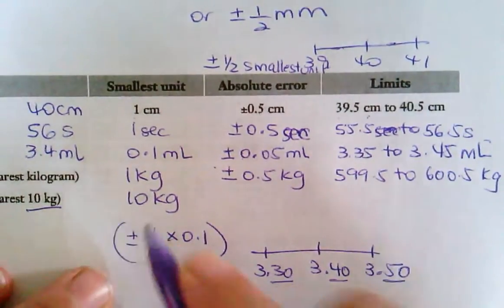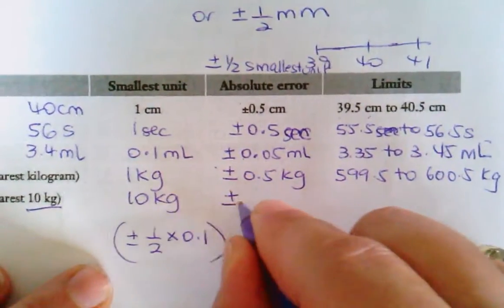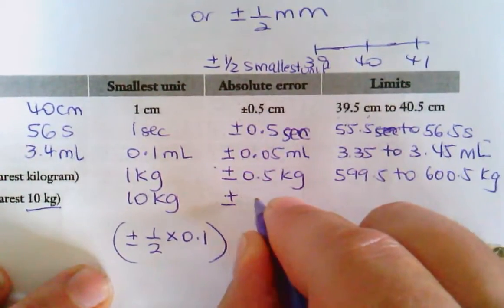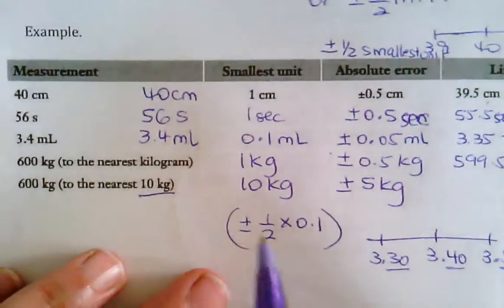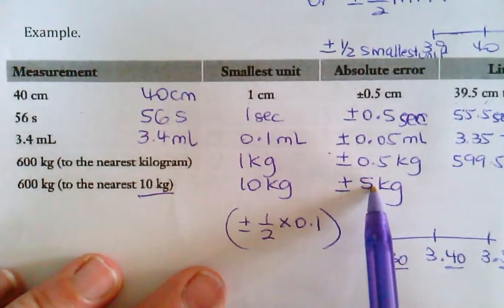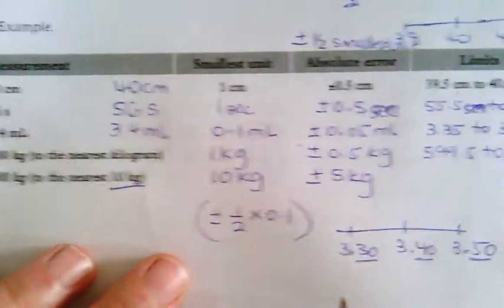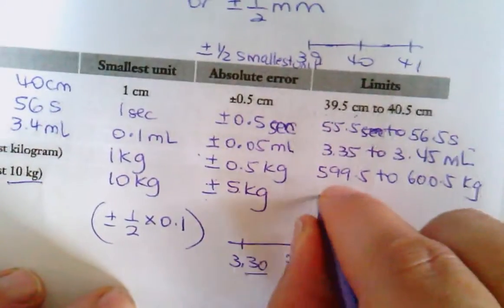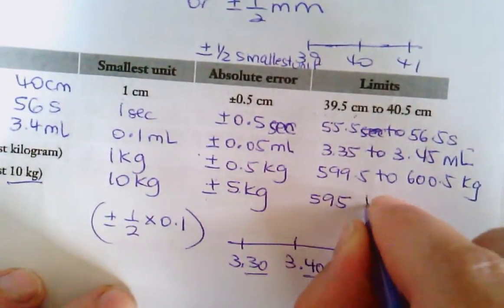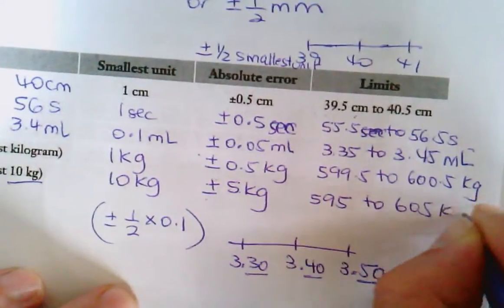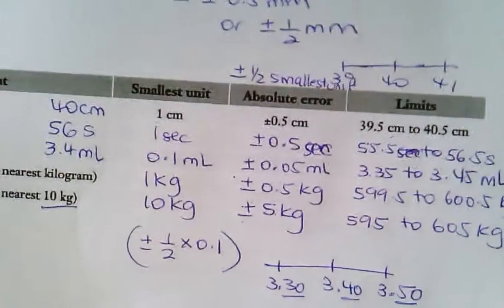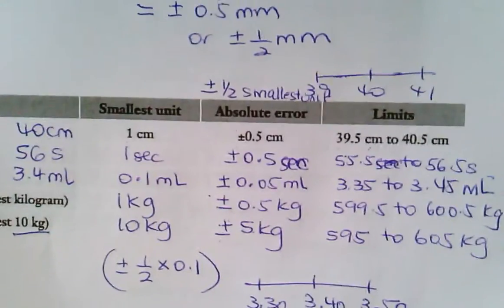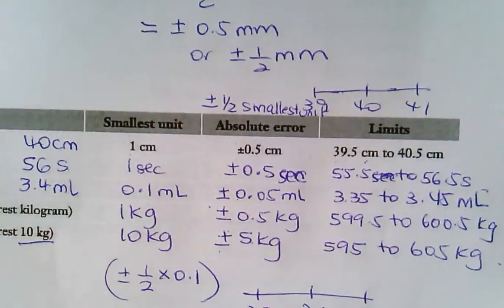All right, next. If 10 kilograms is the smallest unit, plus or minus half of 10 is 5 kilograms. So what could the actual measurement be? It could be 600 minus 5 kilos or 600 plus 5 kilos. Do you get it? So 595 to 605 kilograms. All right, are we done?